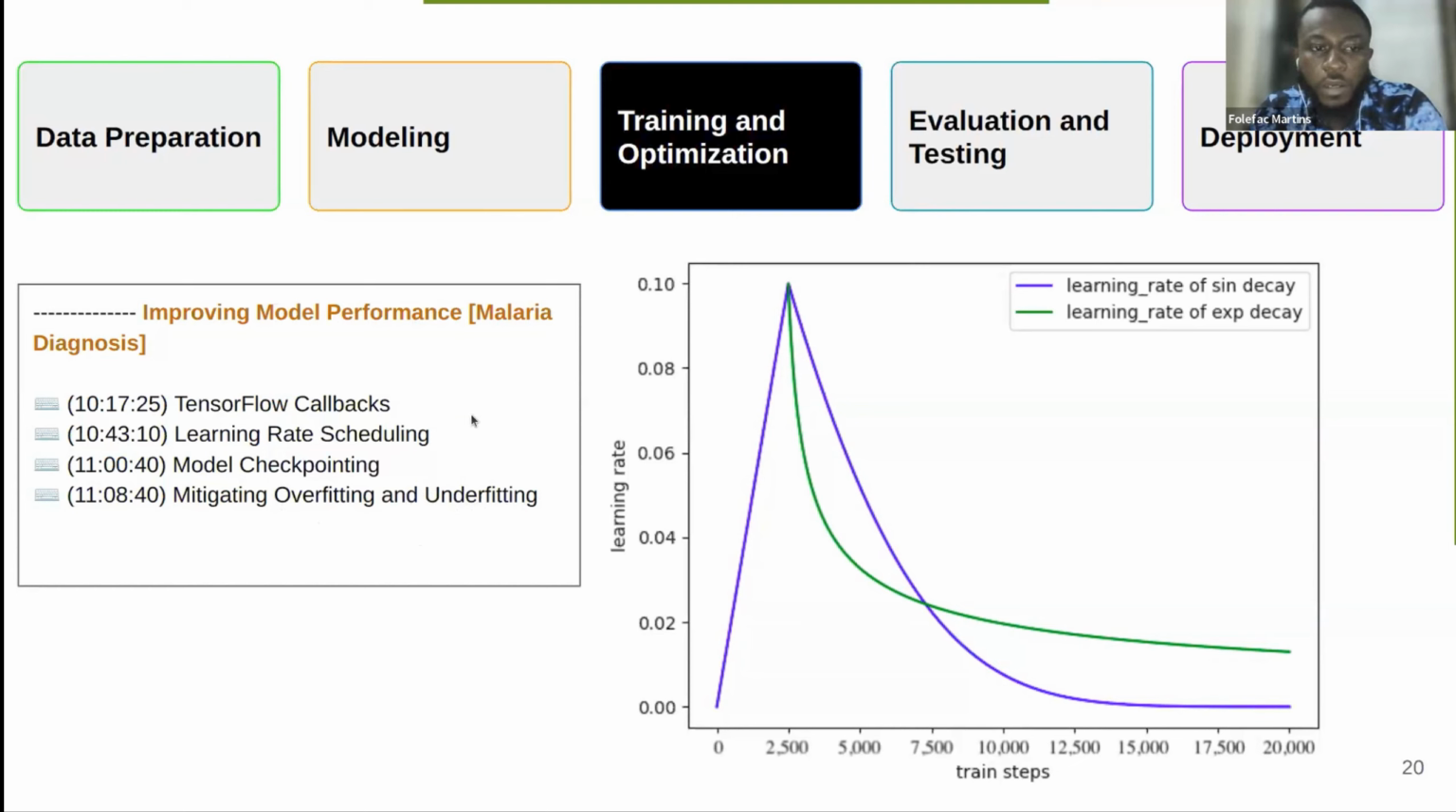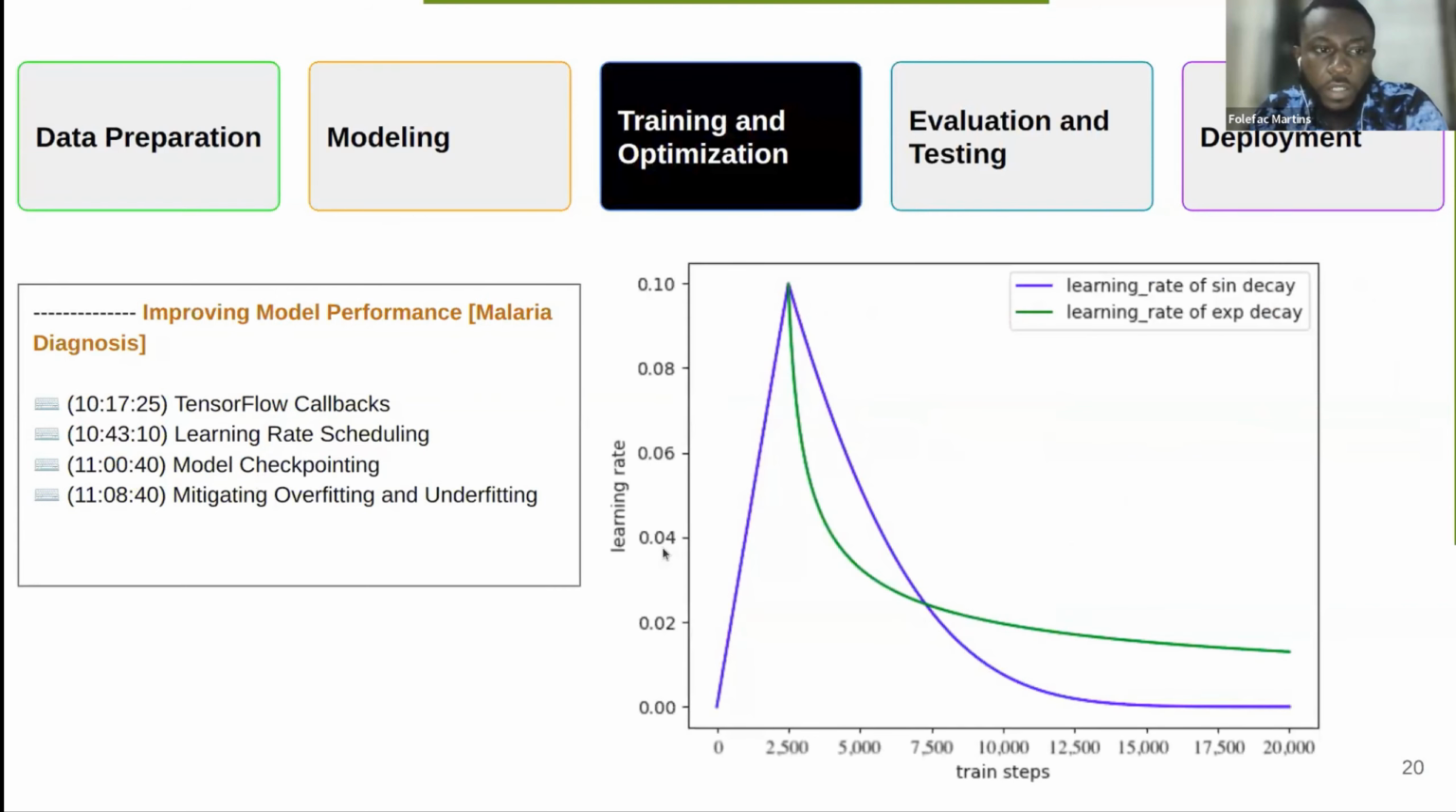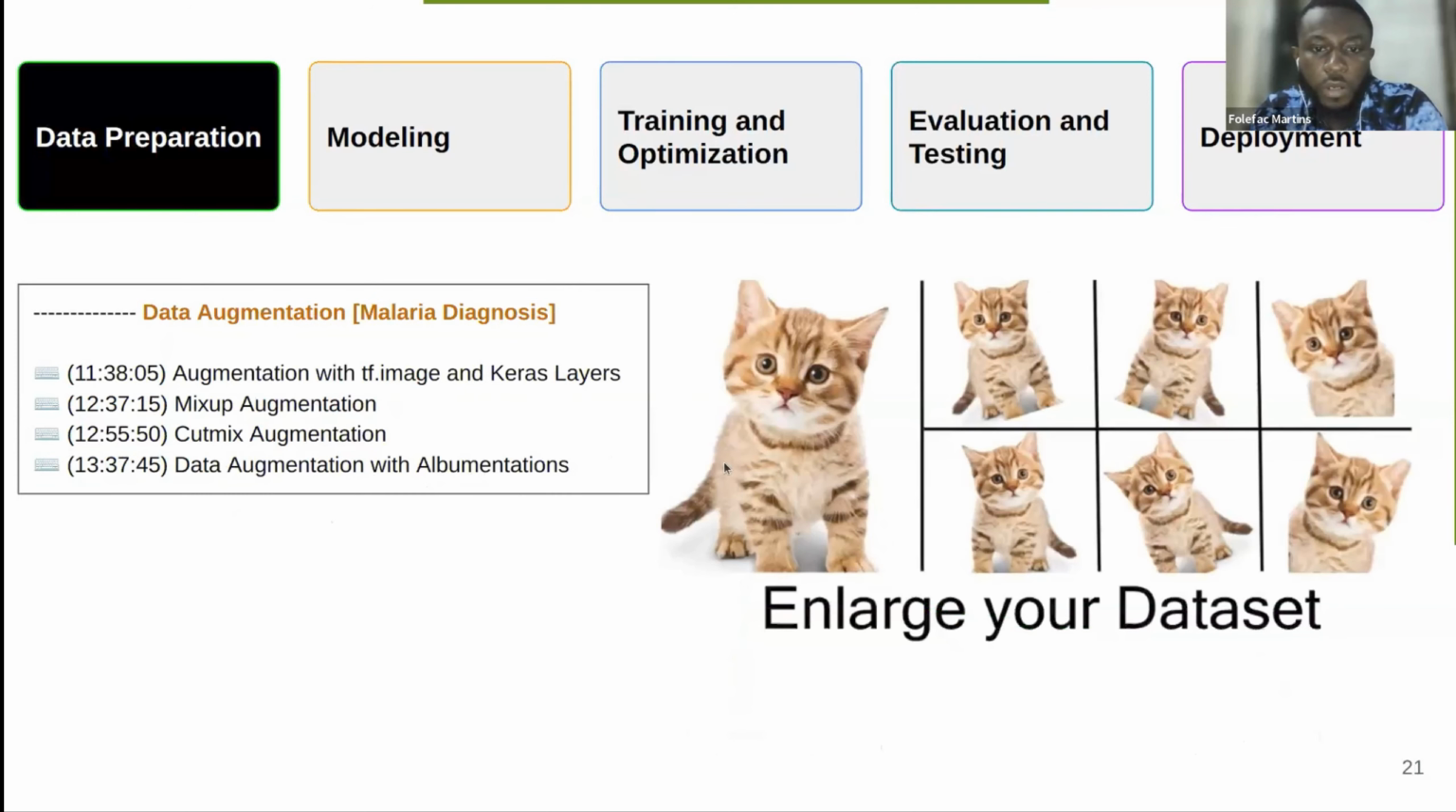We have the learning rate scheduling, which we use during training to modify the learning rate as the number of training steps increases. Then, in the section on mitigating overfitting, we're going to focus on data augmentation. The reason we focus on this is that many times we don't have that much data, so we try to enlarge our dataset.